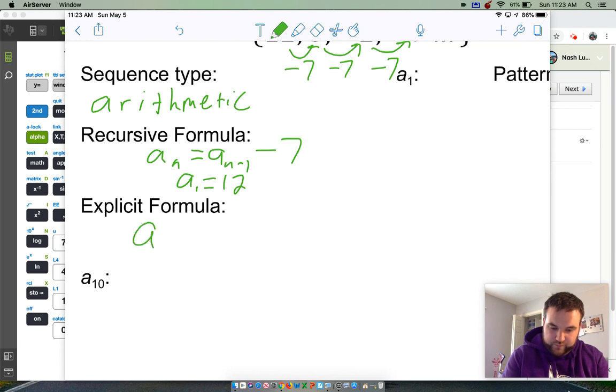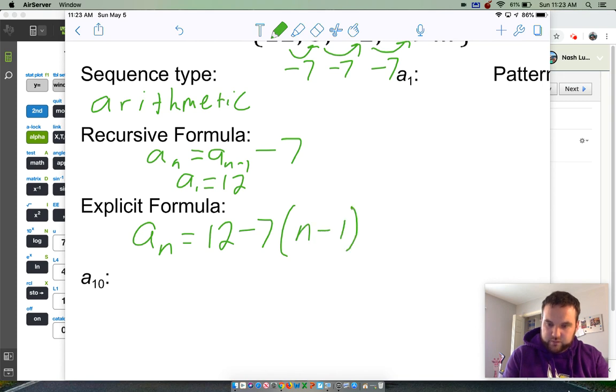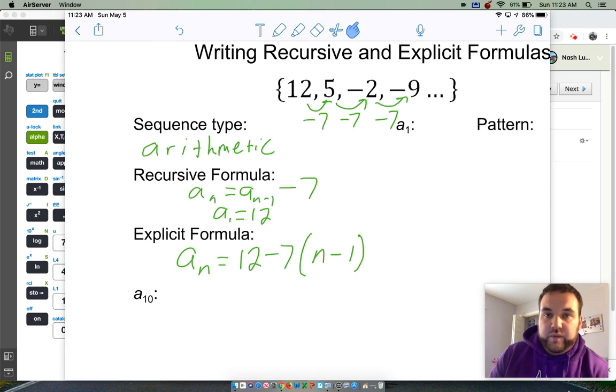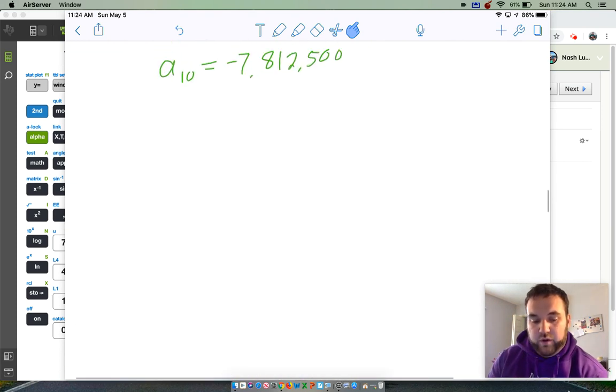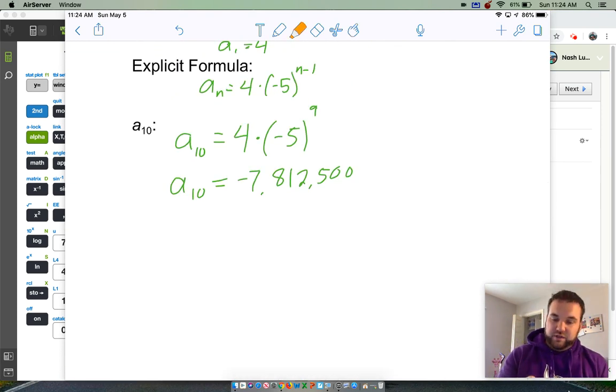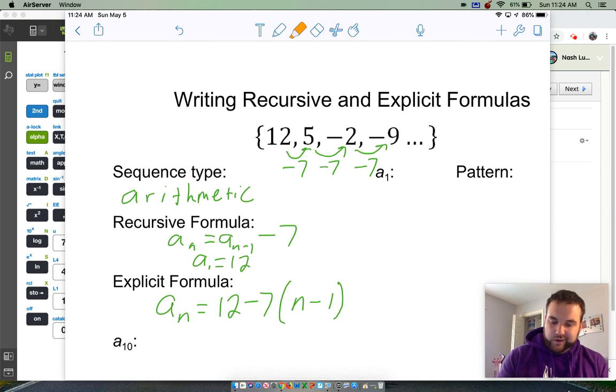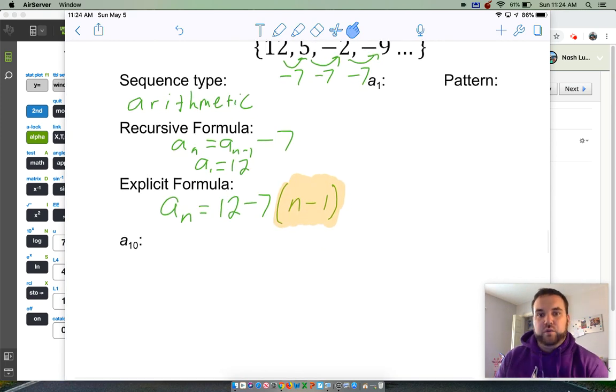Explicitly, I would say to get the nth term, you're going to start at 12. You're going to minus 7, n minus 1 times. Now, again, it's important to remember if it's arithmetic and it's adding or subtracting, you're going to multiply by n minus 1. Whereas in the previous example, if I want to multiply by the same thing over and over again, I have to use an exponent. Okay, so that's probably the trickiest part that students struggle with, is that the n value is being multiplied in the explicit formula for arithmetic.